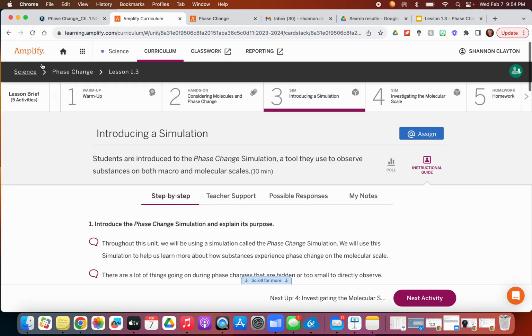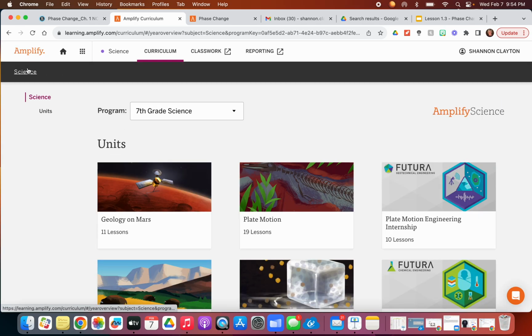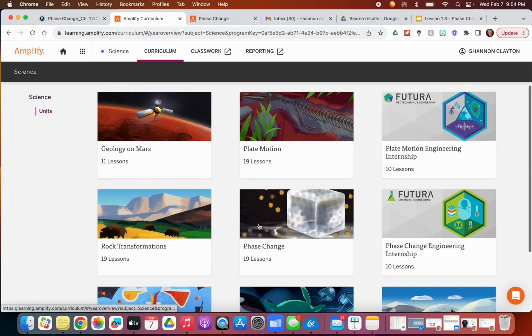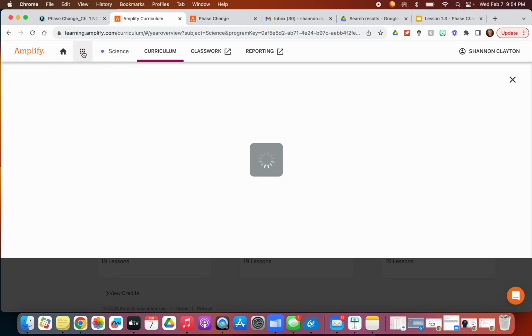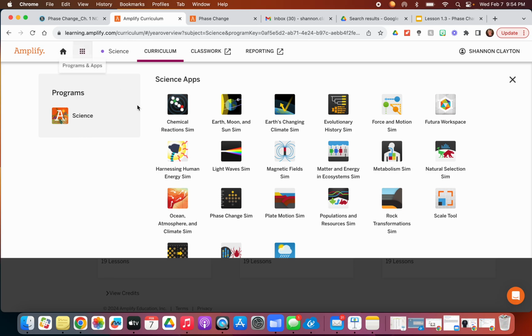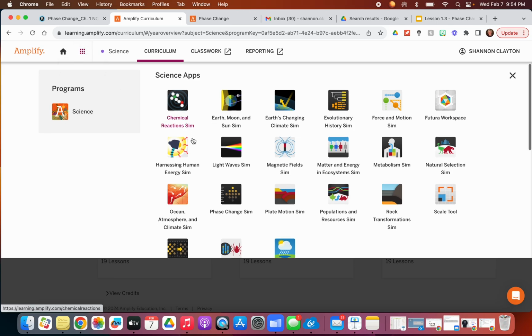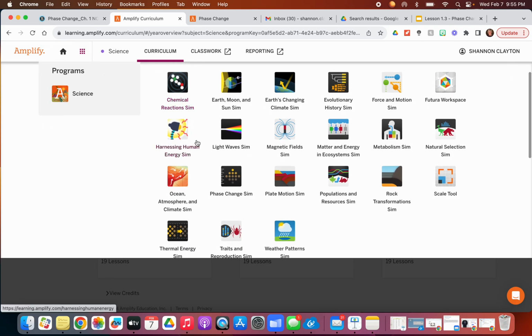You can also do this. I don't know if you guys are aware. If you go back to your very front page here, if you come up here to the waffle icon, that's what I call it because it's all those squares. If you click on that, you can find all the sims, and we are in the phase change sim. So that's this one right here. Either way, both of those will get you into the simulator.